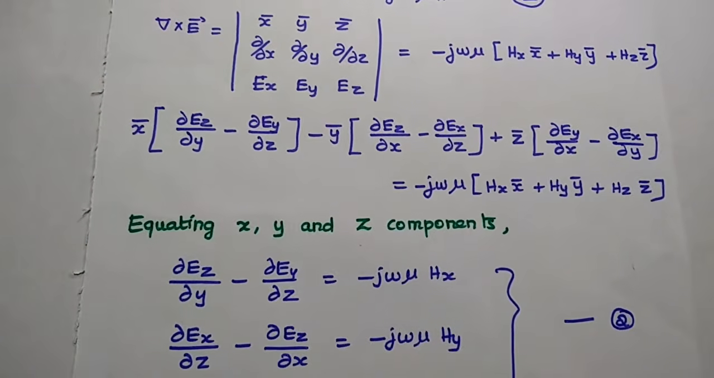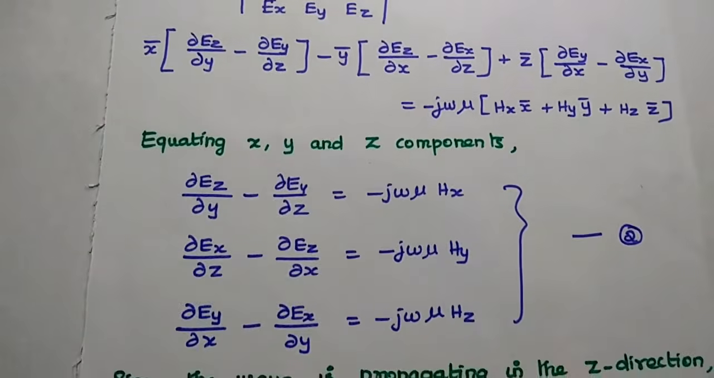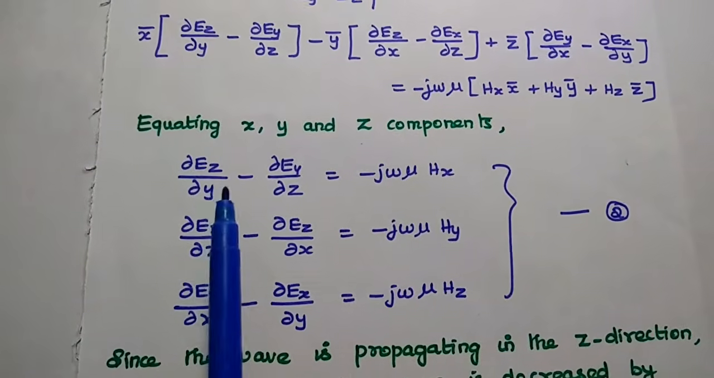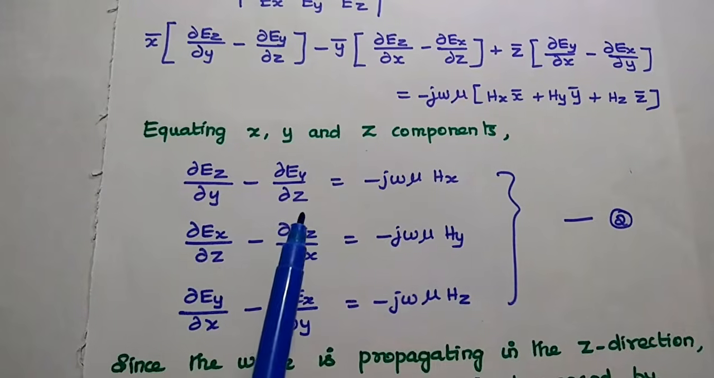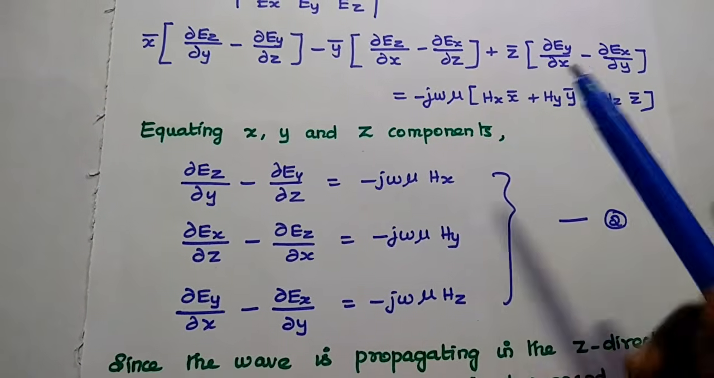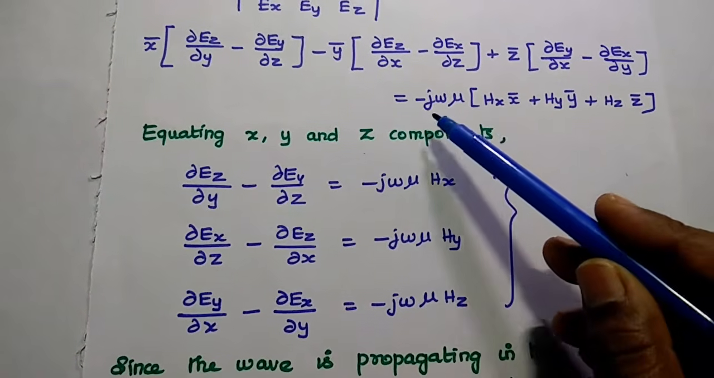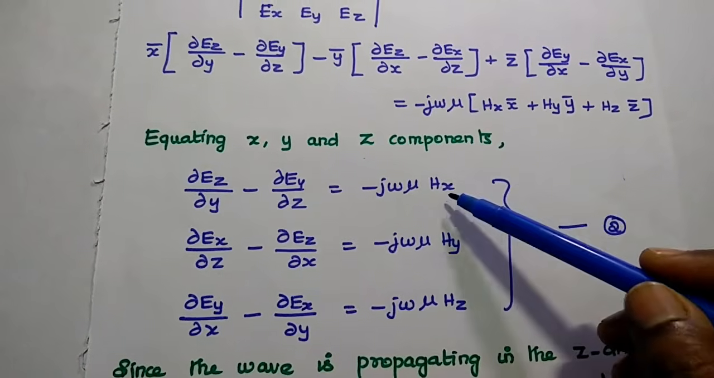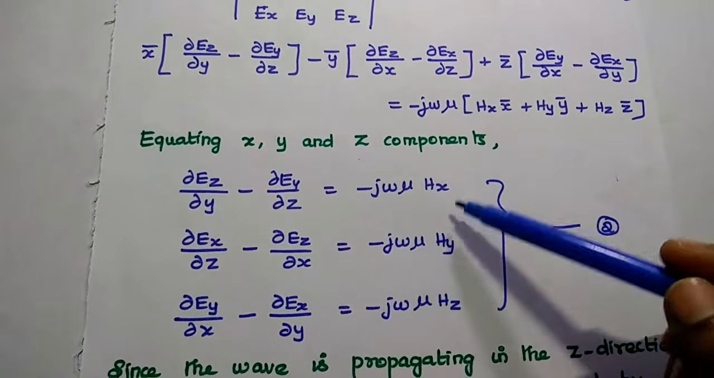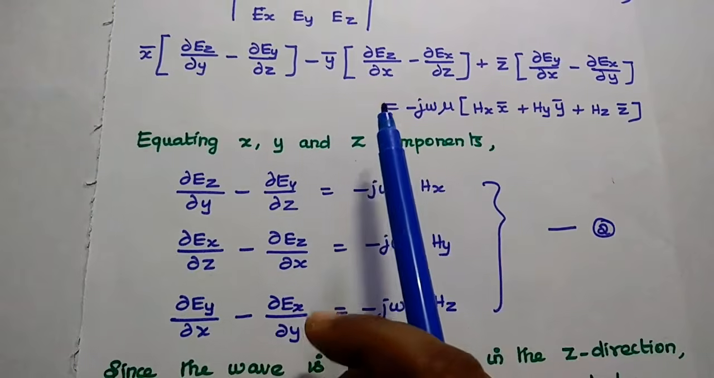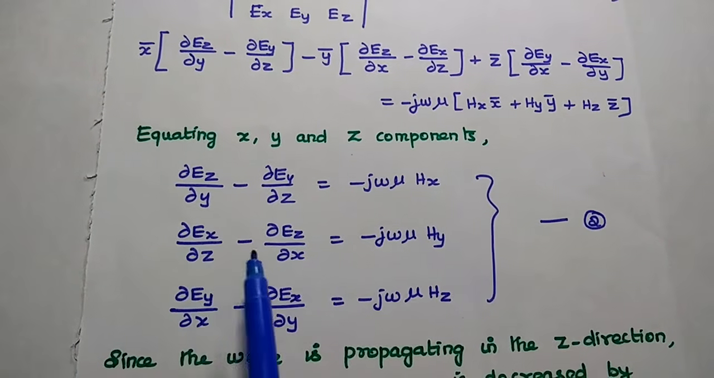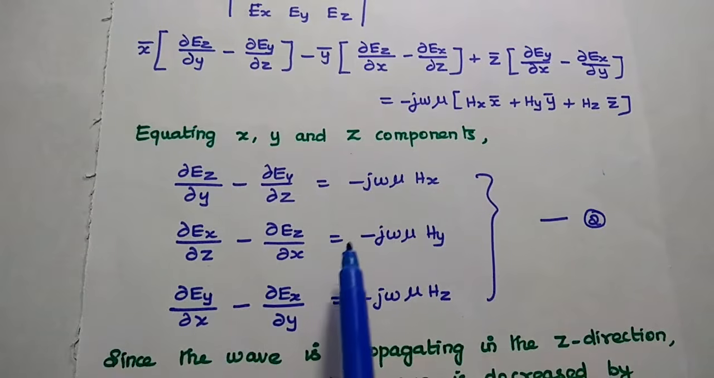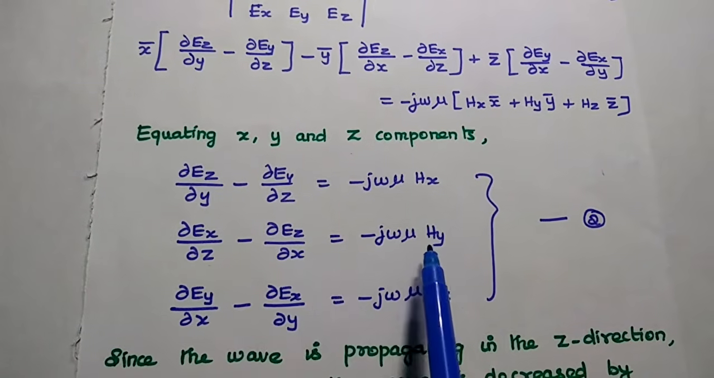Then we can equate the x, y and z components on both sides. Dou Ez by dou y minus dou Ey by dou z is equal to, on this side, the H component, minus j omega mu Hx. Similarly, we take the y component. Here we multiply the minus sign inside. Then we get dou Ex by dou z minus dou Ez by dou x is equal to minus j omega mu Hy.